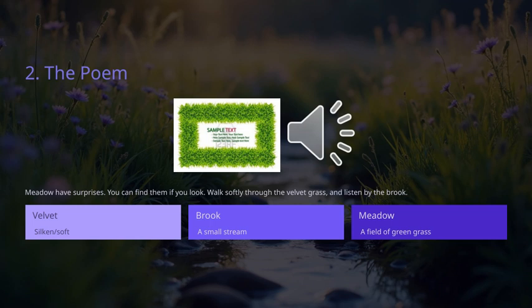By focusing on these details, the poem encourages us to slow down and truly observe the environment, making our connection with nature more meaningful. Remember, the overall theme is about discovering beauty and surprises in the everyday world, simply by paying attention and approaching with a gentle, curious spirit.